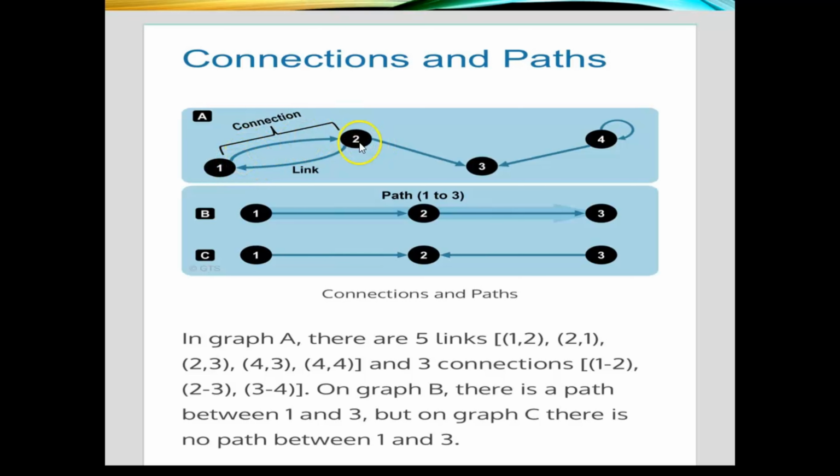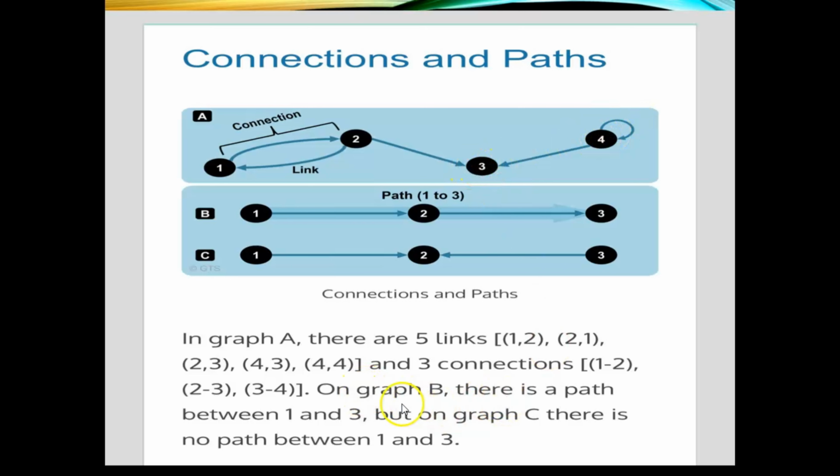But in this case, we have 1 to 2, then we have 2 to 1. Then we also have 2 to 3. That is also a link. Sorry, 4 to 3 is also a link. Then we have the movement from 4 to 4. That is what it means, and that is why we have this arrow sign. It proceeds to say we have 3 connections. That is, connection 1 to 2, then 2 to 3, then 4 to 3.